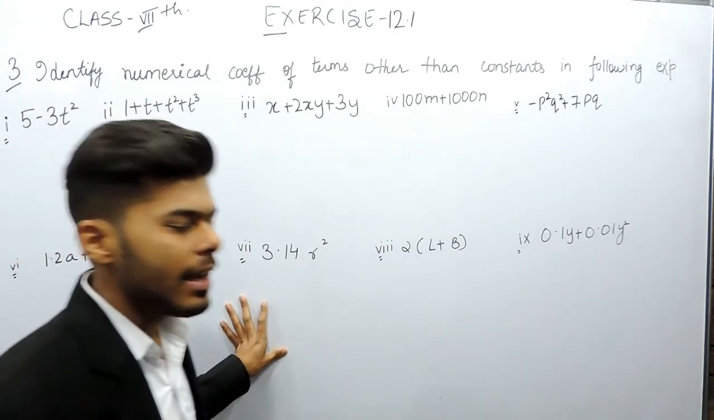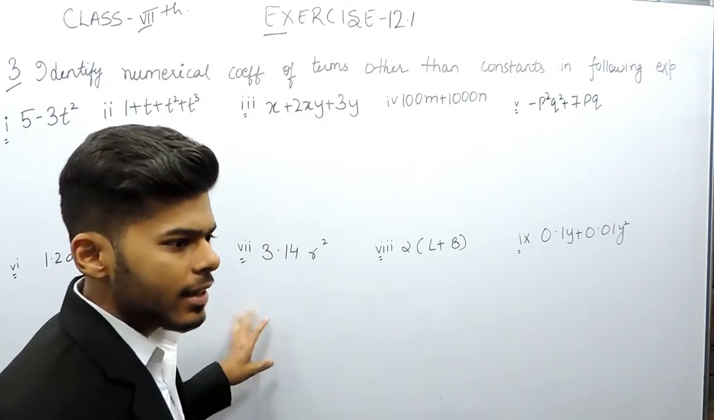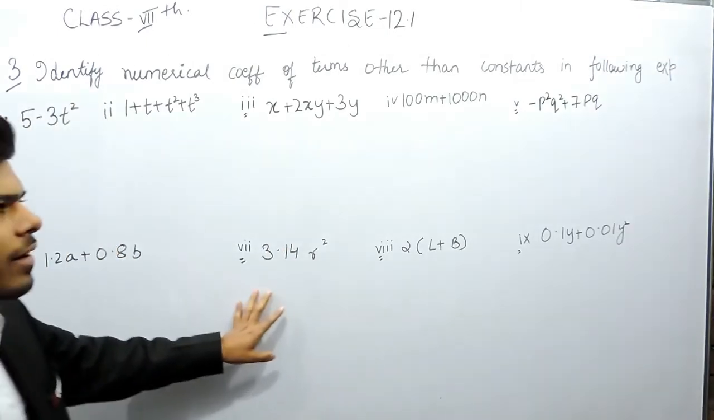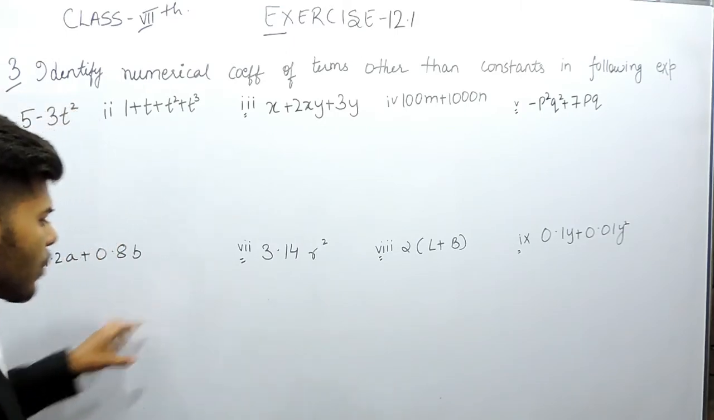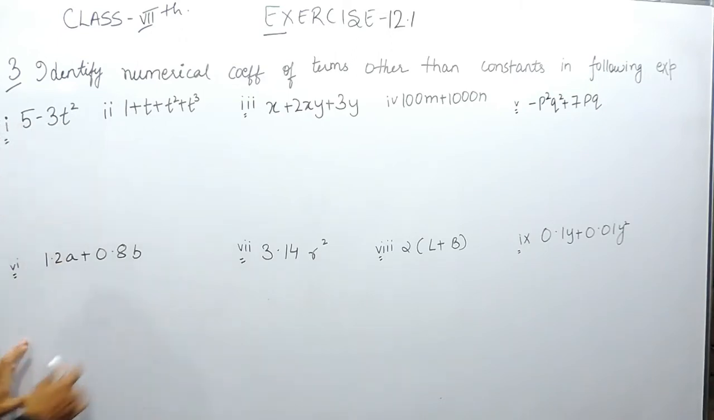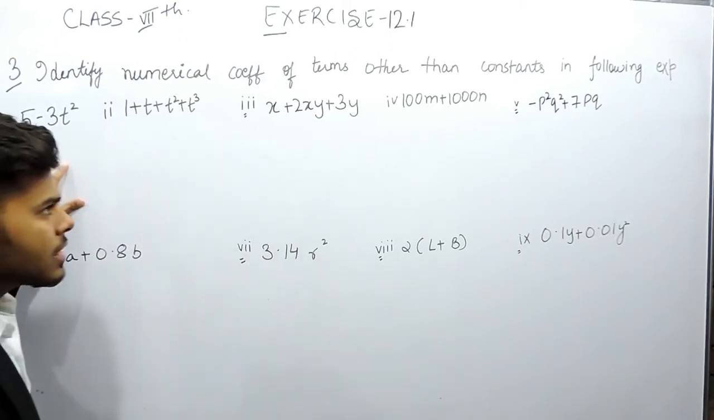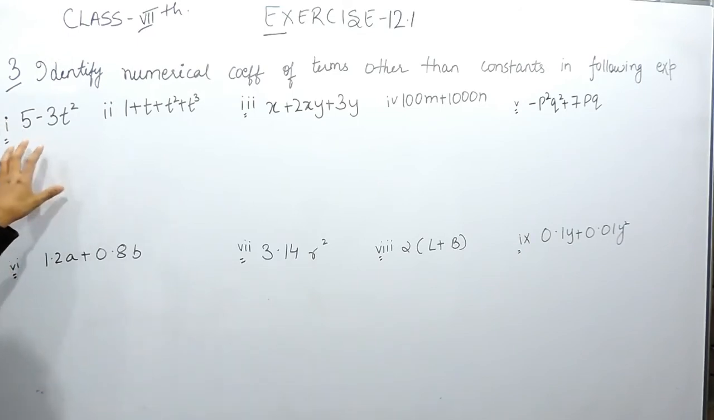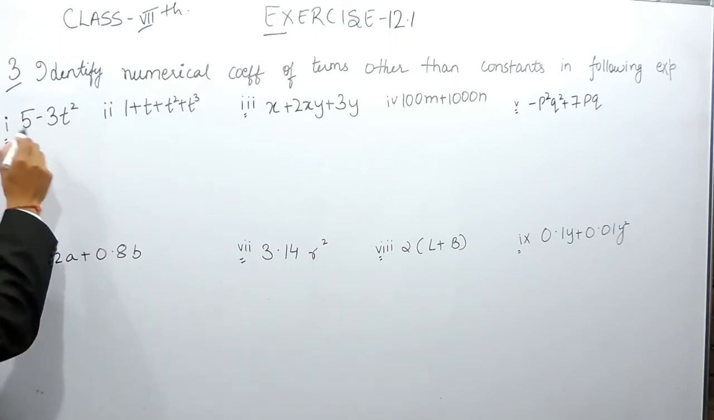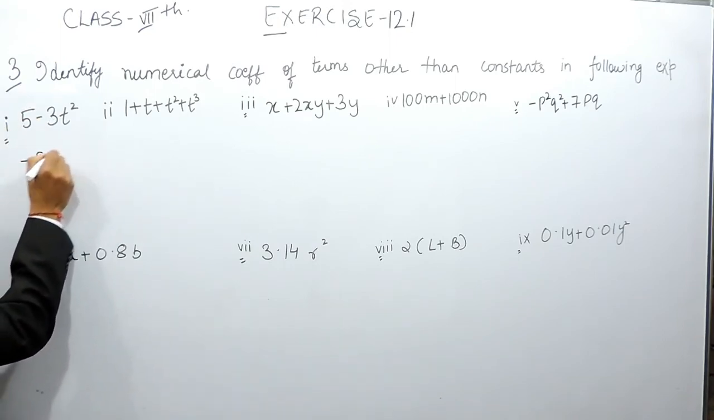But if I say 5L, then that L can be anything. That L can be 1, that L can be 2. So that is a variable quantity. So 5 means constant and 5L is a variable. First of all, in these questions we have to identify the variables and then we have to tell the factors, or you can say the coefficient of them. Now in this question 5 is a constant, minus 3t square is a term.